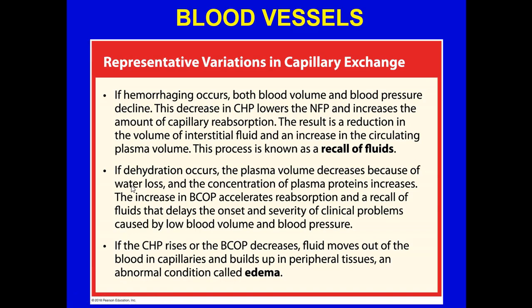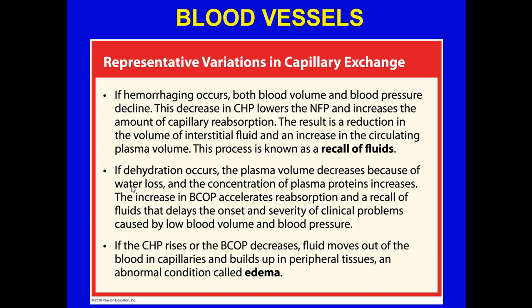Now, how are you going to get variations in capillary exchange? If hemorrhaging occurs, both the blood volume and blood pressure will decline. This decrease in CHP lowers the NFP and increases the amount of capillary reabsorption. The result is a reduction in the volume of the interstitial fluid and an increase in the circulating plasma volume. This is known as recall of fluids. In essence, what I'm saying to you is this.